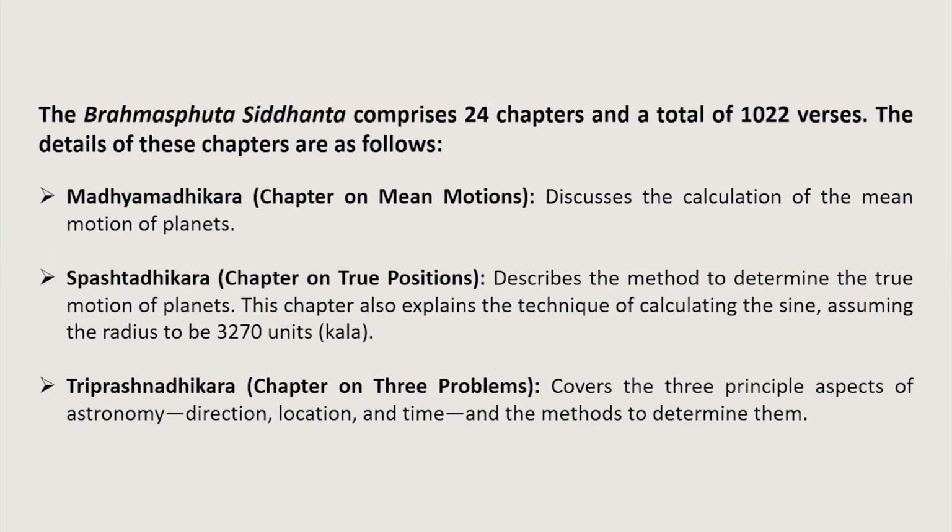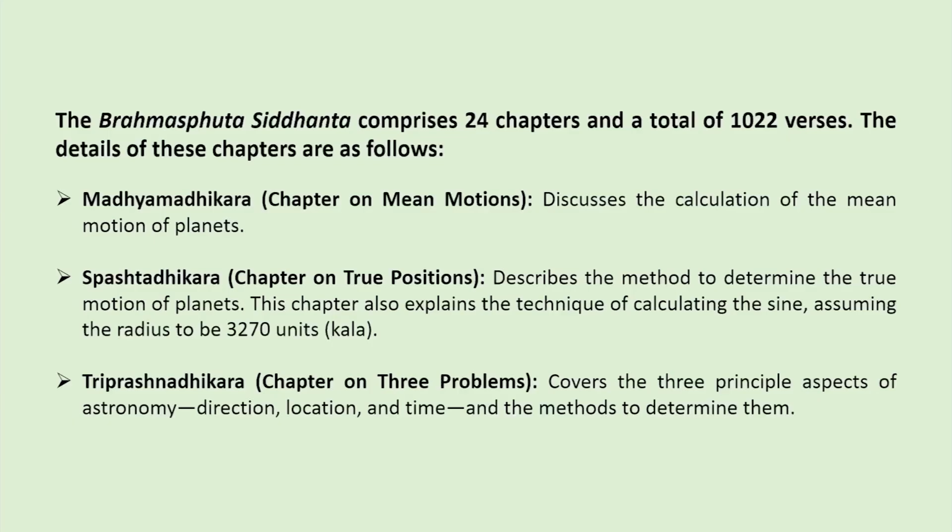So, with the introduction, we have seen Brahmagupta's contribution regarding different calculation patterns for understanding the mathematical as well as the astronomical aspects. Now, we are moving towards the concepts given by Brahmagupta regarding mathematics and astronomy in his very important and significant text, the Brahmasphuta Siddhanta. It comprises 24 chapters and a total of 1022 verses. The details of these chapters are as follows.